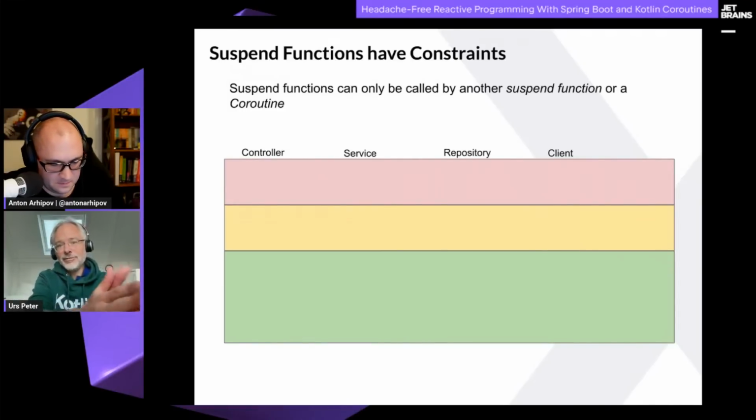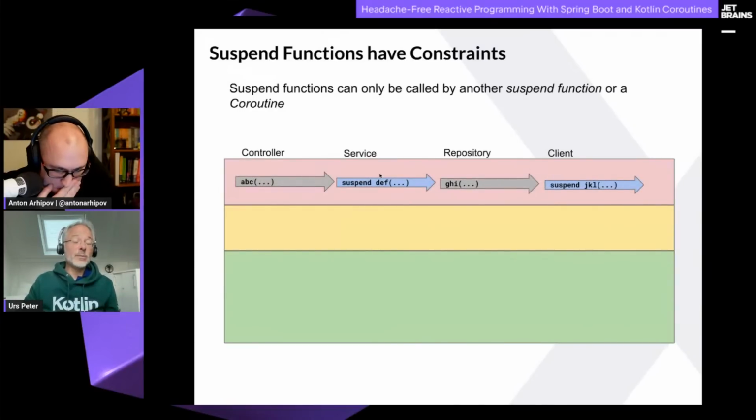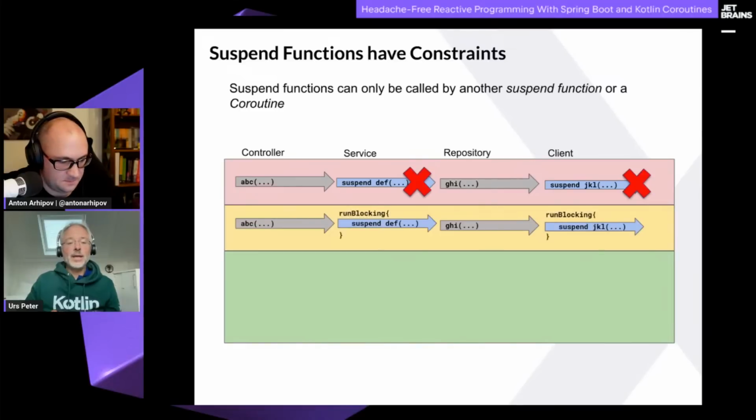If we have a layered architecture, like you see here, controller, service, repository, client, what you cannot do is start out with a normal Kotlin method and then call a suspend method. That simply would not compile. What you can do is use runBlocking for that. And we'll talk about that later, because I see this happening very often in practice, and people are not always aware of what they're actually doing. So we're going to look at that in detail.